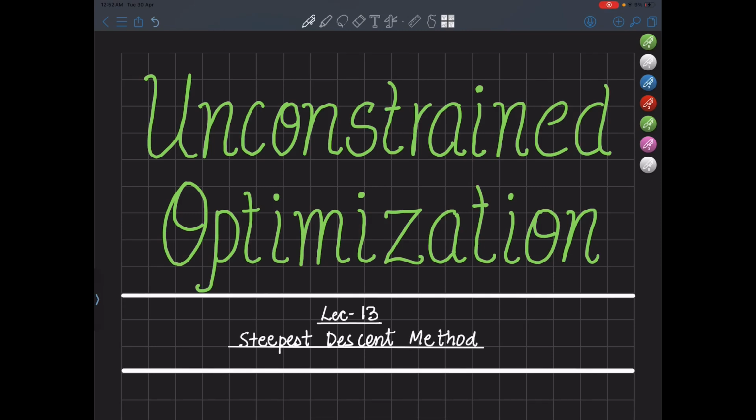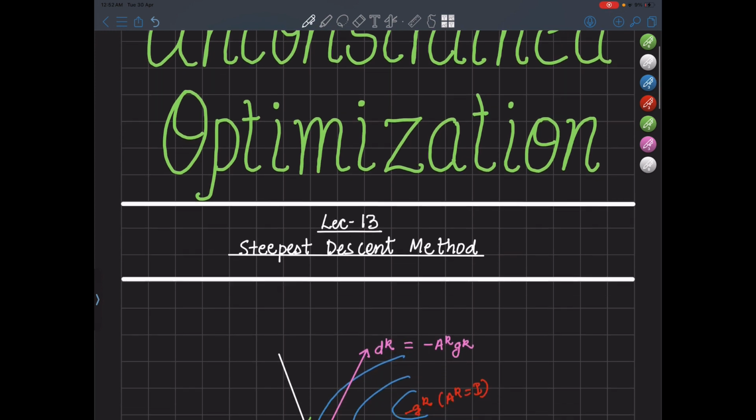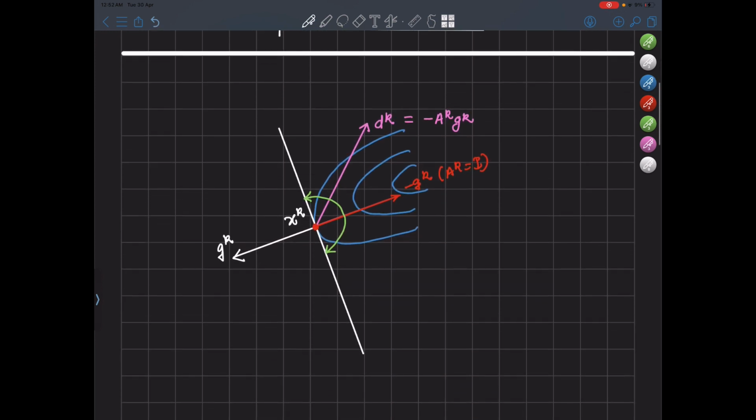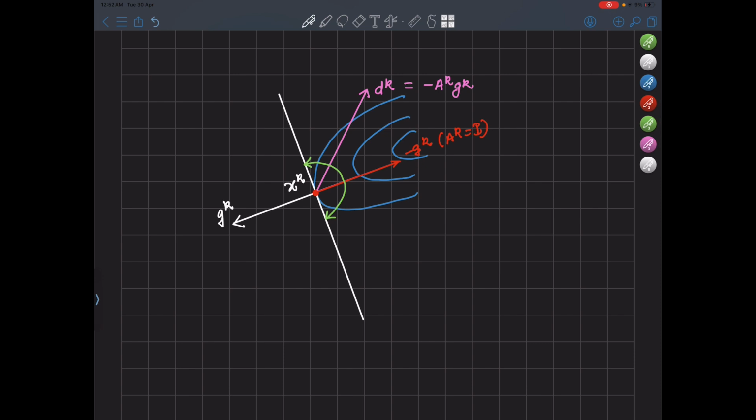Hi all, welcome to the 13th lecture of this lecture series named Unconstrained Optimization, and today we'll discuss the Steepest Descent Method. We touched this topic in our last lecture, but today we'll analyze it more and try to look at it from various directions. So before starting the lecture, let's just revise what we looked at in the last lecture briefly.